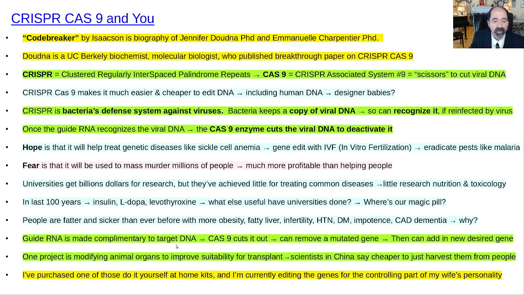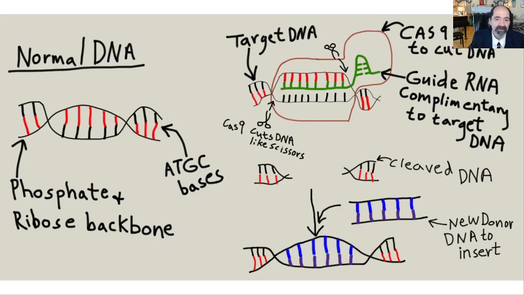Now, I purchased one of those do-it-yourself kits at home, and I'm currently trying to edit the genes for the controlling part of my wife's personality. I don't know what's going to happen. They do sell do-it-yourself kits.